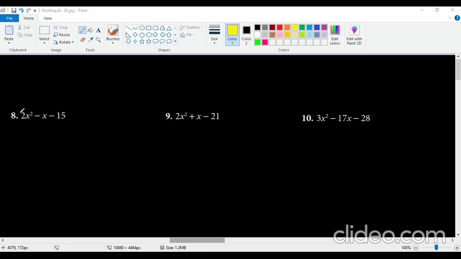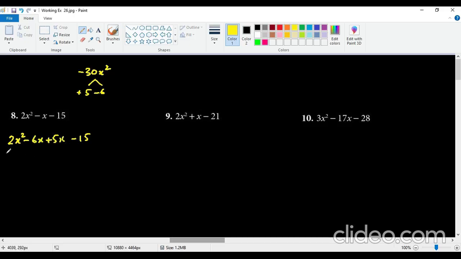15 times 2 is a 30x square, and it should be factorized in such a way that you have 5 times 6, and this is a minus 30. So minus 6 and plus 5 is going to give us a negative 1. So I will write the first one and the last one as it is, and I will write minus 6x and plus 5x this way.